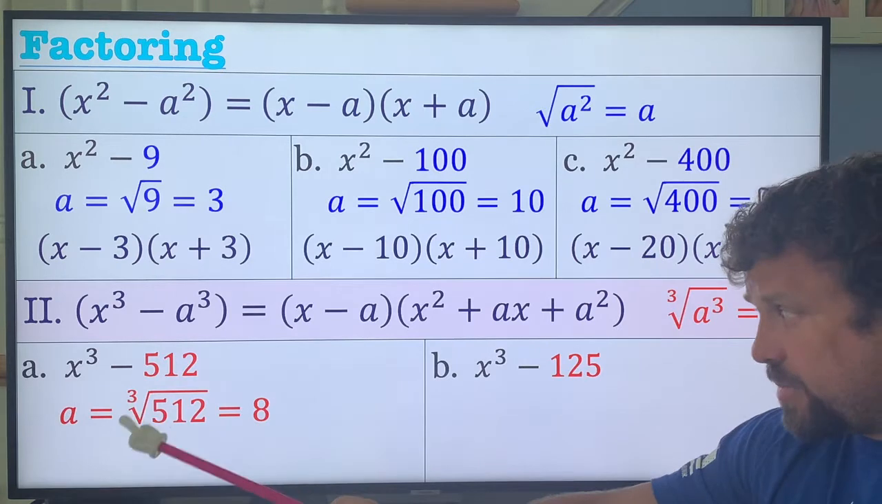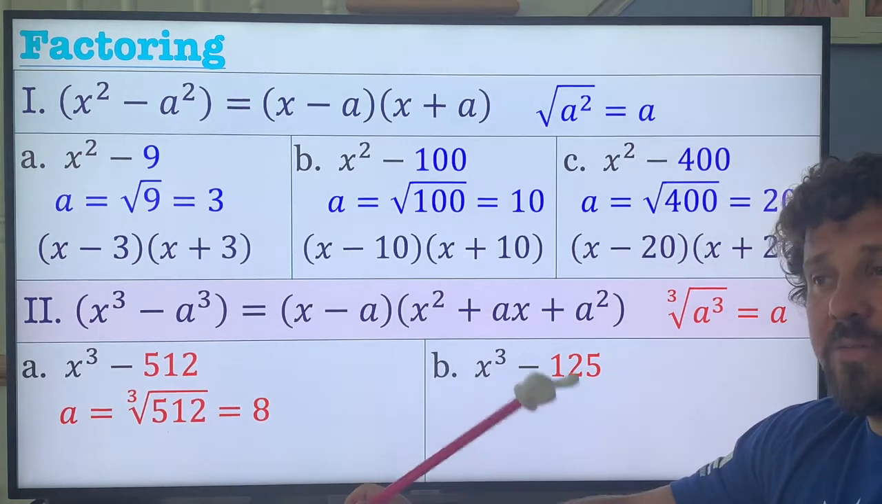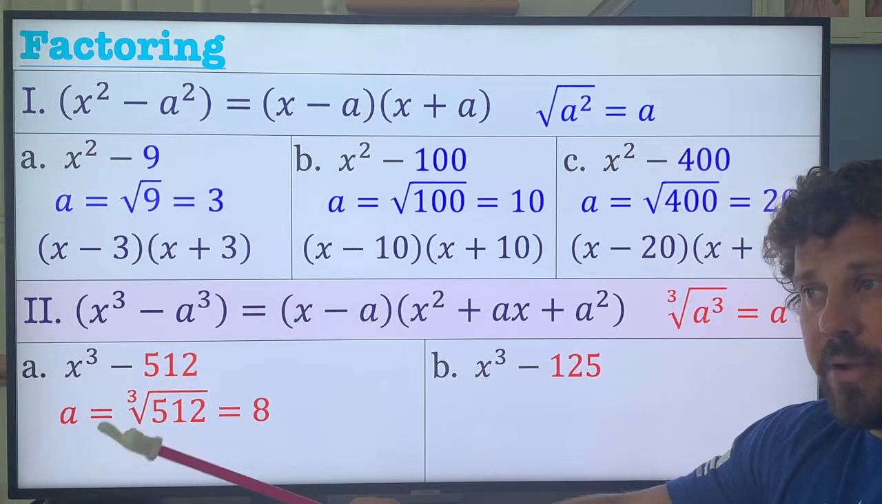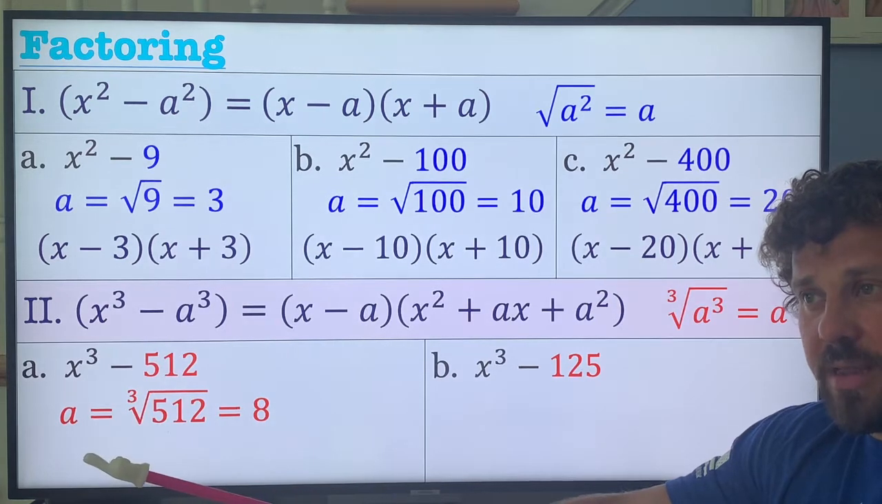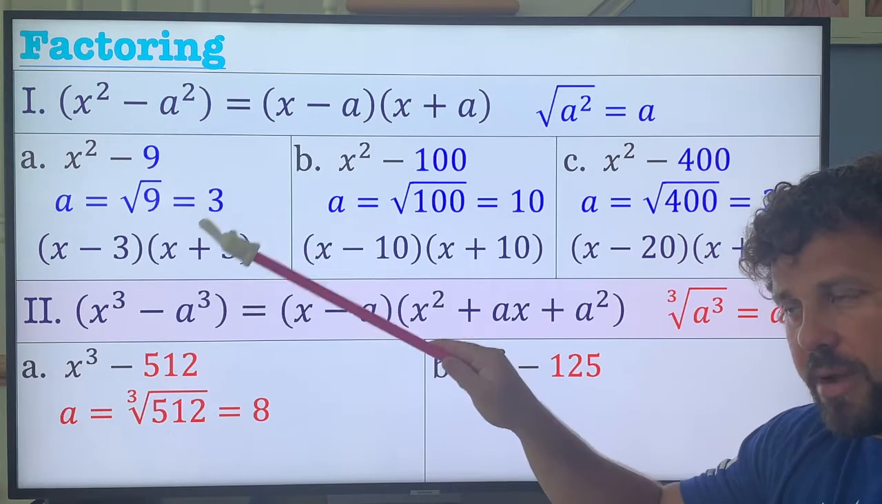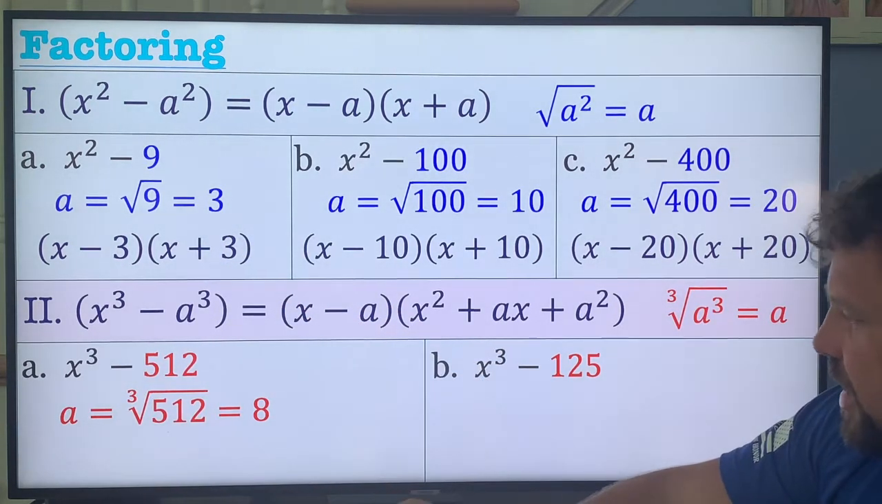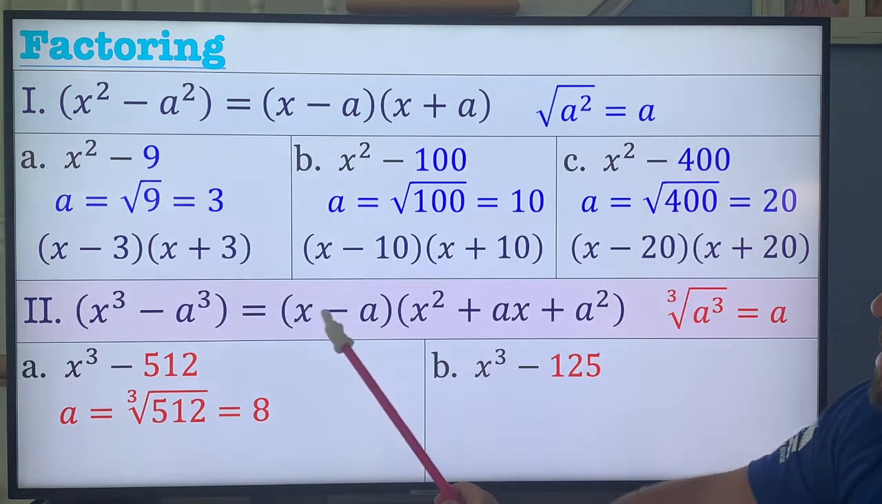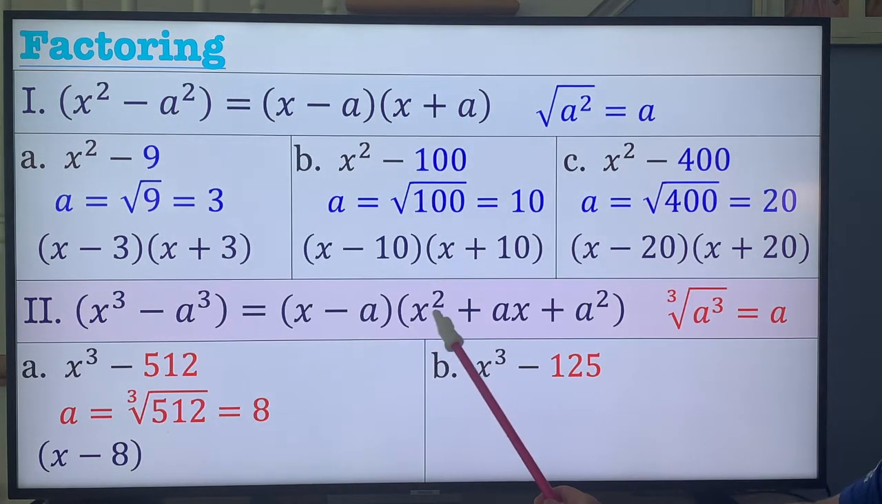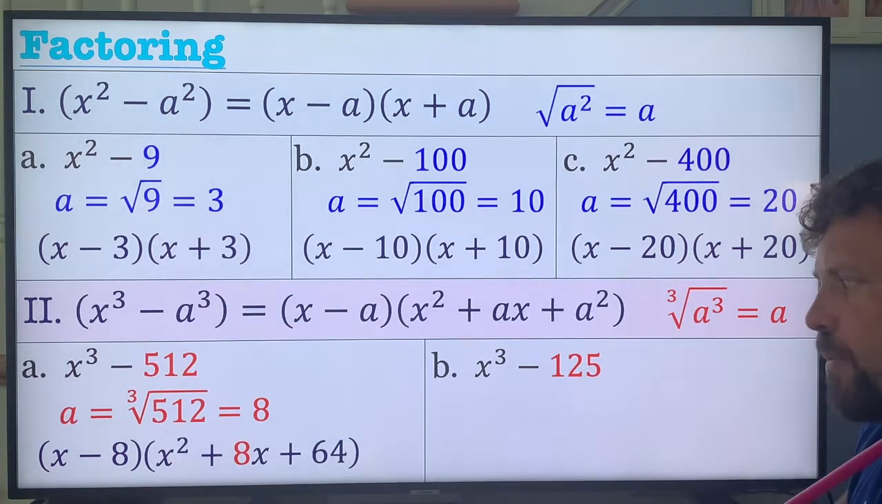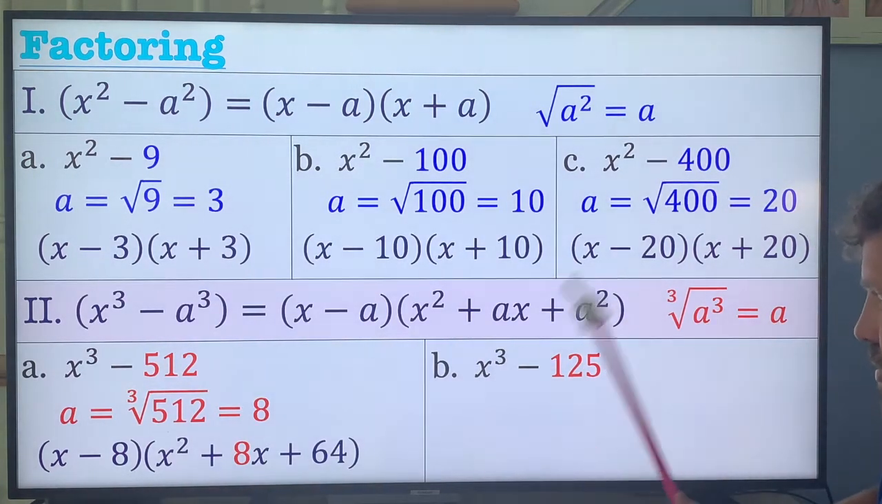It's 8. 8 times 8 times 8 is 512. Way to find a cube root on the calculator: you have to type 3 if it doesn't actually have the button, and then you type, I think it's something with a little x by the radical sign, and then you type in the number. So that's 8. So, ready? X minus 8 times x squared plus 8x plus 8 squared is 64. That's it. Try B.